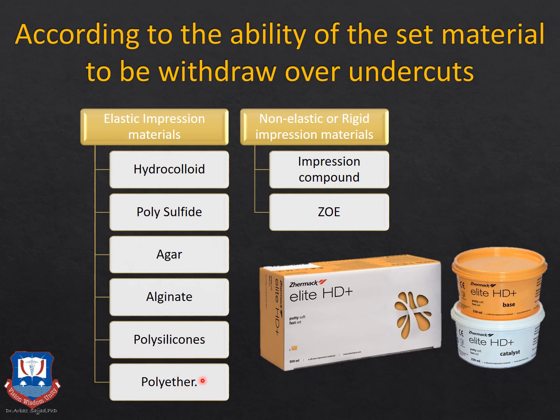So after that, we have polyethers, which are also a type of elastomeric impression material. They are unique in that they set by a ring opening polymerization reaction, whereas all the other elastomeric impression materials like silicones, alginates, polysulfide, they all set by condensation or addition polymerization reaction. So in rigid, we have the impression compound and zinc oxide eugenol, which are now being used less and less in dentistry because of the advent of newer materials like agar and alginate.